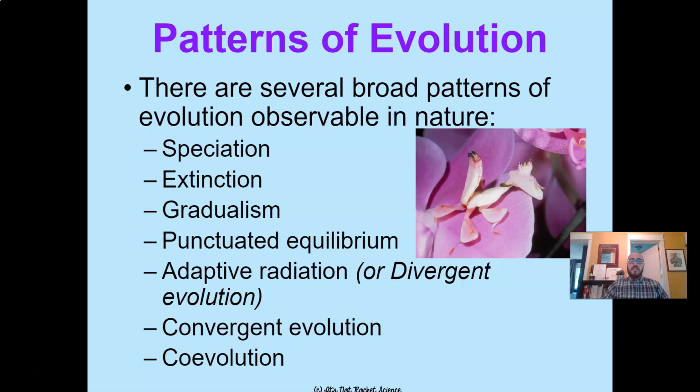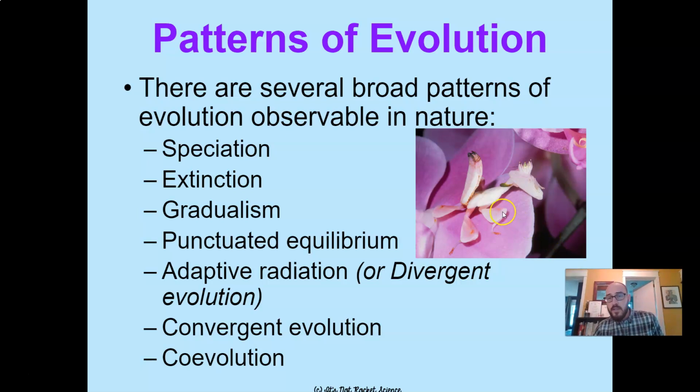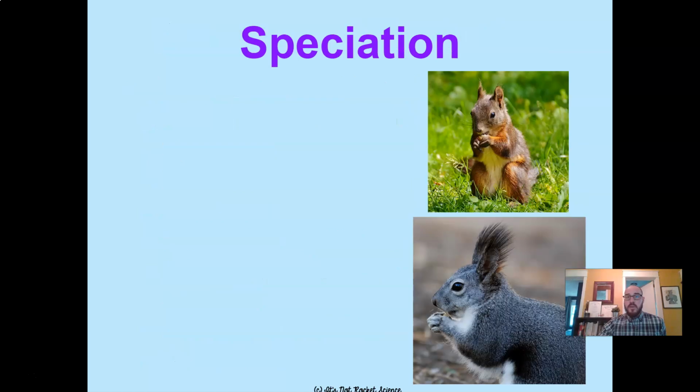So what are these patterns of evolution? Well, the big ones are speciation, extinction, gradualism, punctuated equilibrium, adaptive radiation, or divergent evolution, you'll hear it called that, convergent evolution, and coevolution. Here on this slide, I have an example of coevolution. This is the orchid mantis, and it looks very similar to the orchids that it lives on. You would think it uses camouflage to catch its prey, but studies have shown that it actually attracts more insects than the orchids themselves. So there's something else going on besides just the camouflage, but that's an example of coevolution.